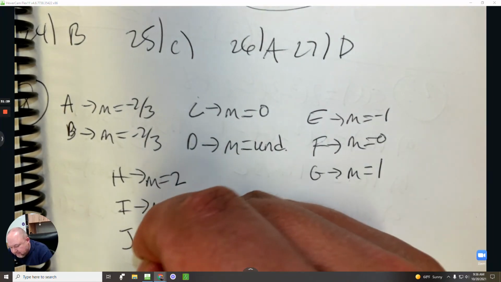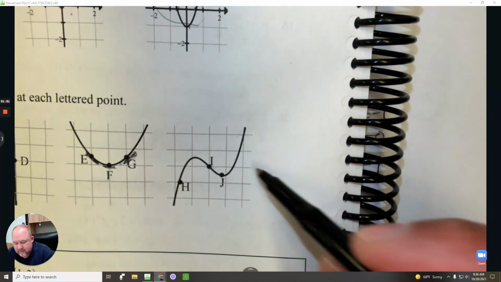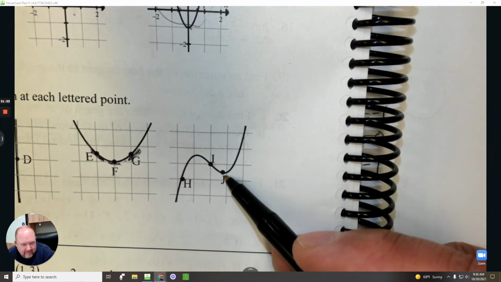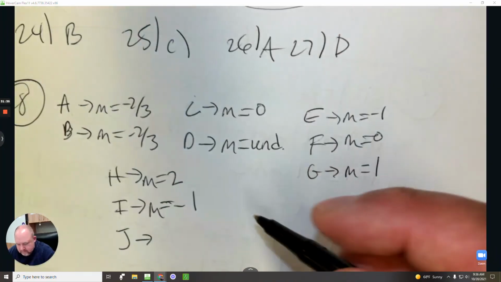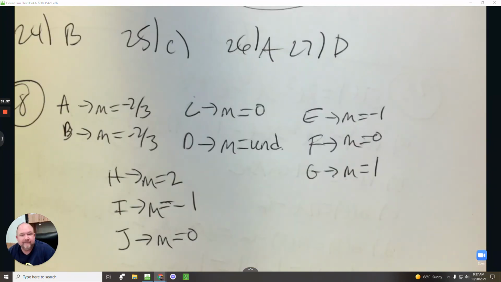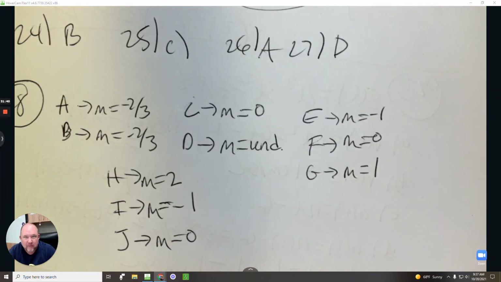When we do slope fields, it's going to be important to do this. J is right kind of at that turning point, so I think it's like 0, and you did it. So be able to approximate slope with a little tangent line and think, is it positive, is it negative, is it 0, how steep is it? Kind of approximating.